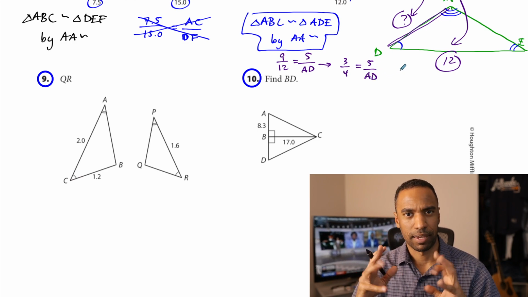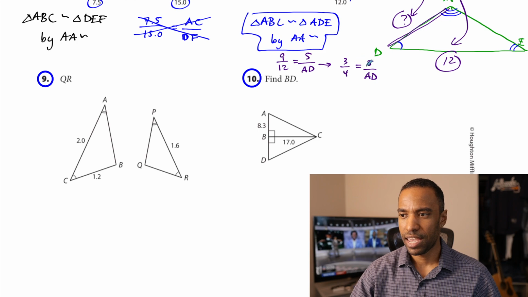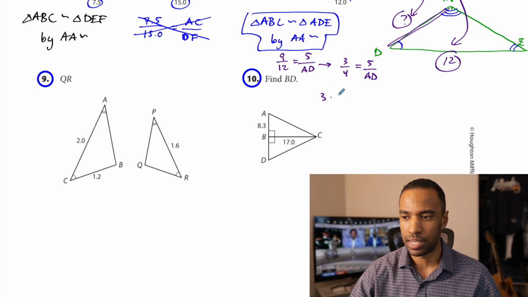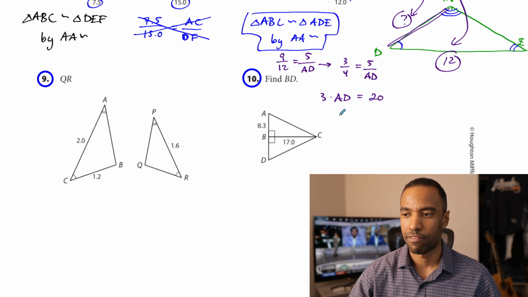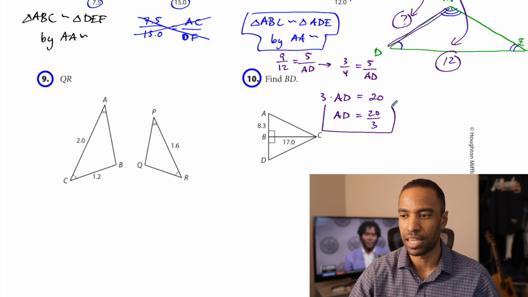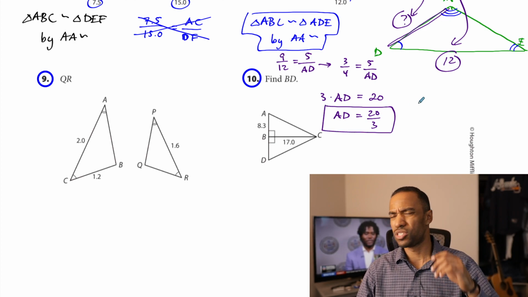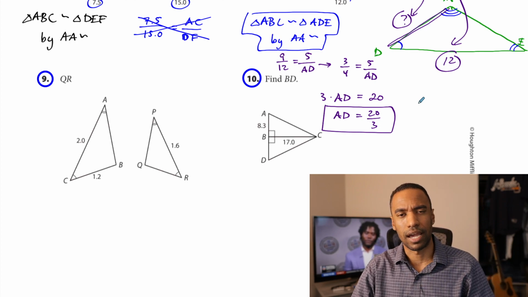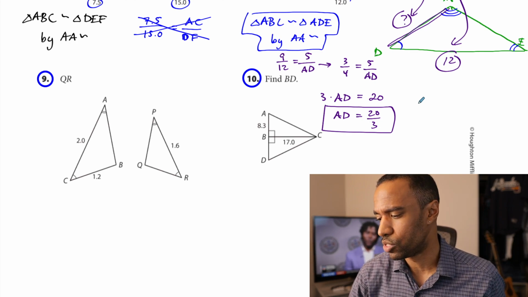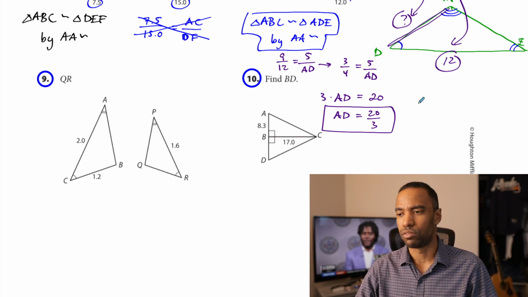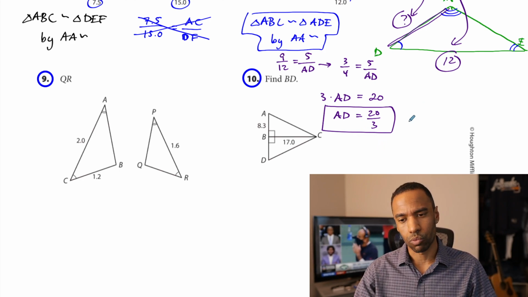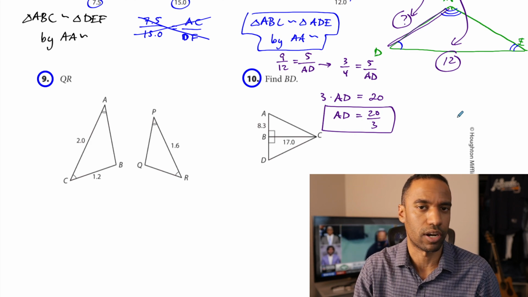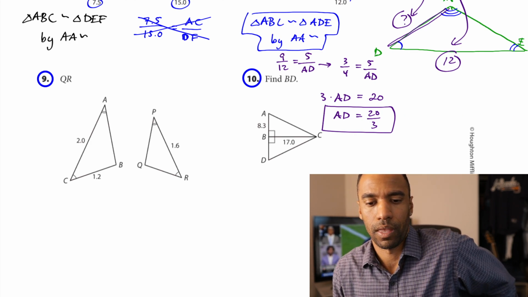Cross multiplication time, guys. Let's go to work on this thing. I get 3 times AD equals 4 times 5, which is 20. And if I divide both sides by 3, I get AD equals 20/3. That is the length of AD. That's also 6 and 2/3, so 6.6 repeating. I'm not going to talk about it that way. 20/3 is a great, perfect answer. I'm not even being sarcastic about that. I really like that answer.